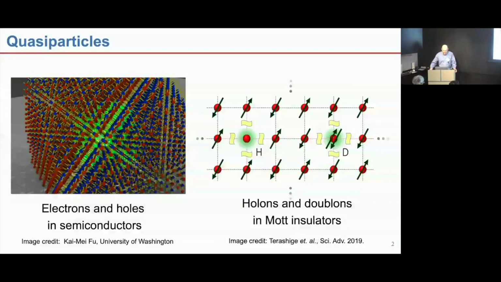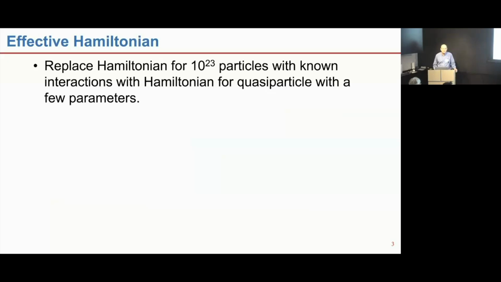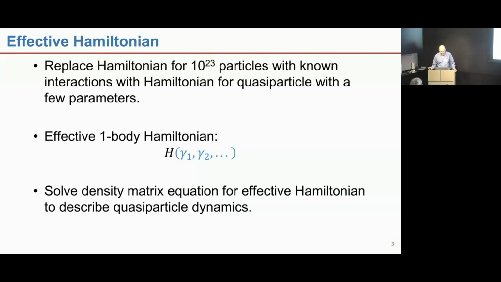As condensed matter physicists, one of the great simplifications of condensed matter physics is the notion of a quasi-particle. Quasi-particles range from those in weakly correlated materials like electrons and holes in semiconductors to strongly correlated materials like holons and doublons in Mott insulators. What an effective Hamiltonian and the notion of a quasi-particle does for us is it lets us replace a microscopic Hamiltonian for the order of 10 to the 23 particles with known interactions with a much simpler, effective one-body Hamiltonian, or maybe two-body Hamiltonian with a few parameters. And by solving density matrix equations for the effective Hamiltonian, we're able to describe the quasi-particle dynamics.